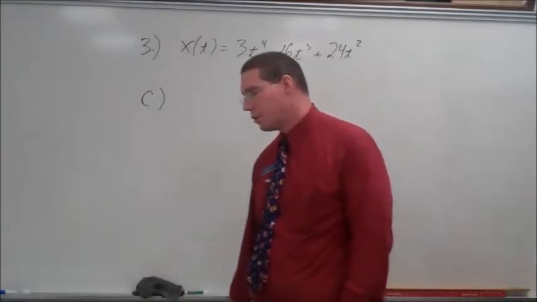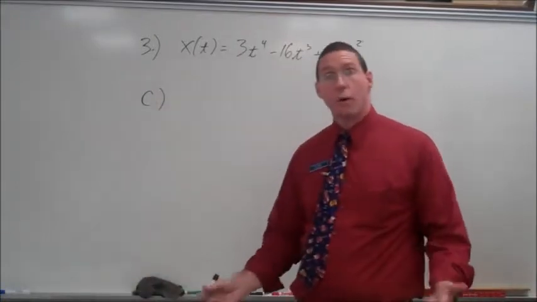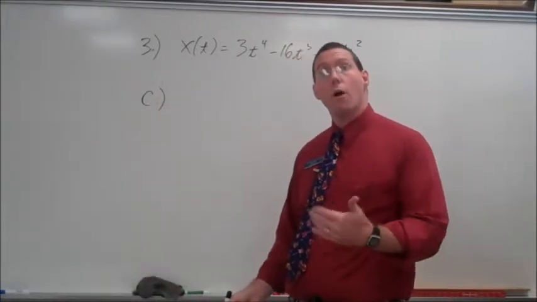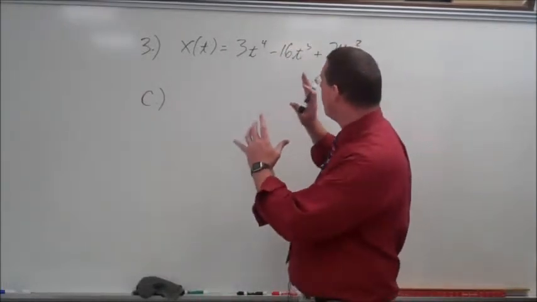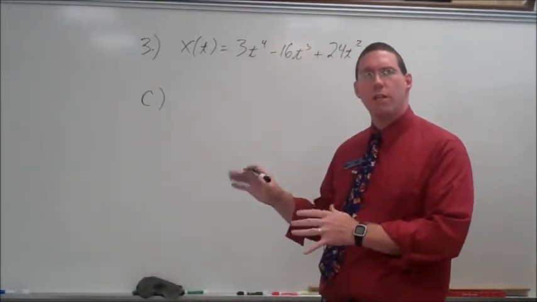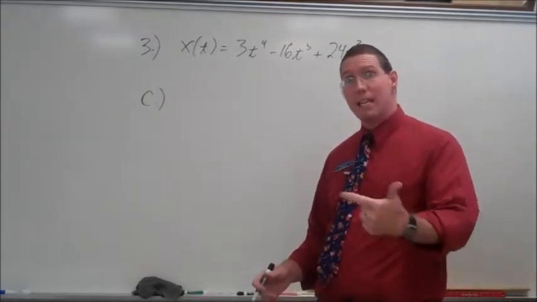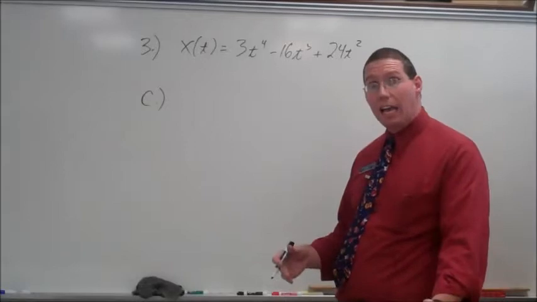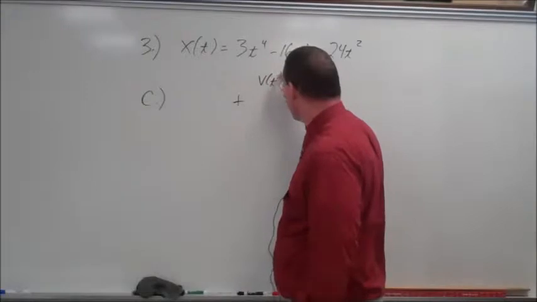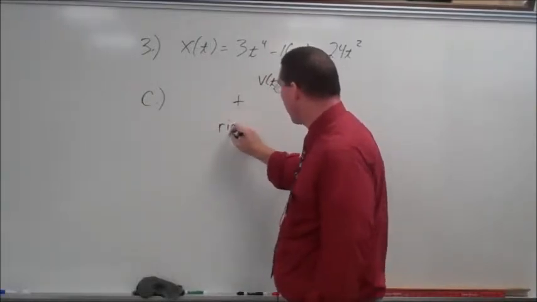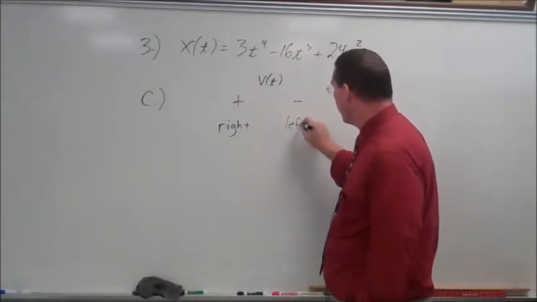Part C of this question says, at what values of t does the particle change direction? Oh, this is good. Well, how do we understand direction? What quality of object motion tells us about direction? Well, it's velocity. Velocity is both speed and direction. So it's the sign of velocity. If velocity is positive, the object is moving to the right. If velocity is negative, the object is moving to the left.